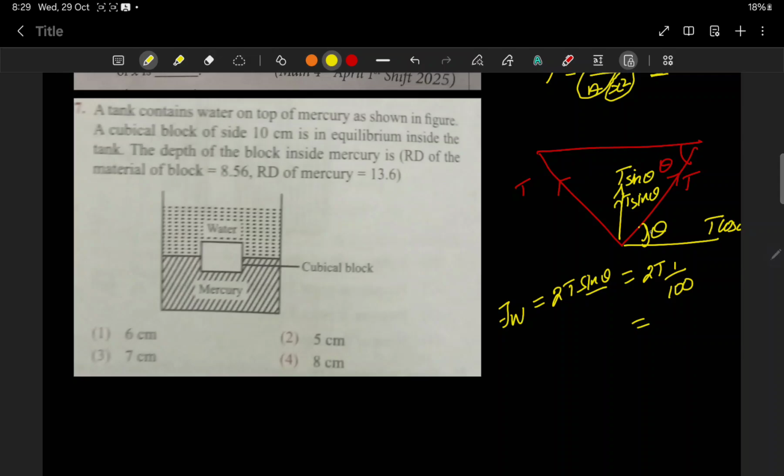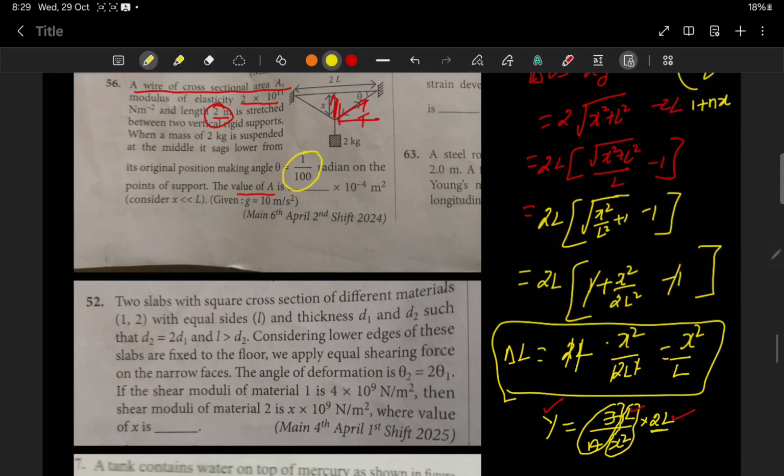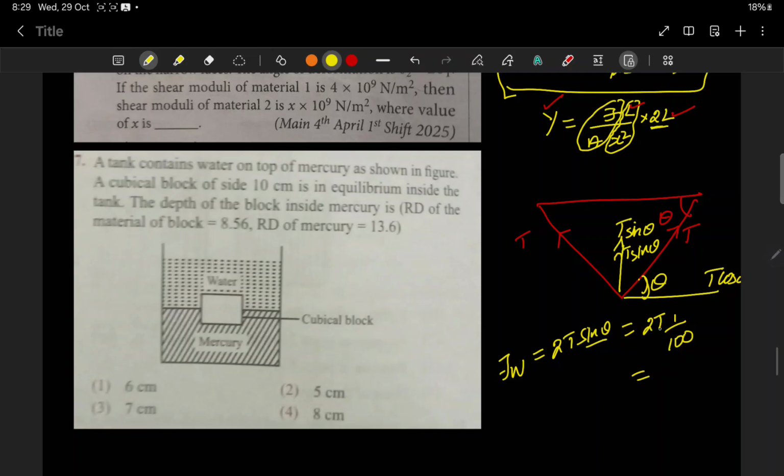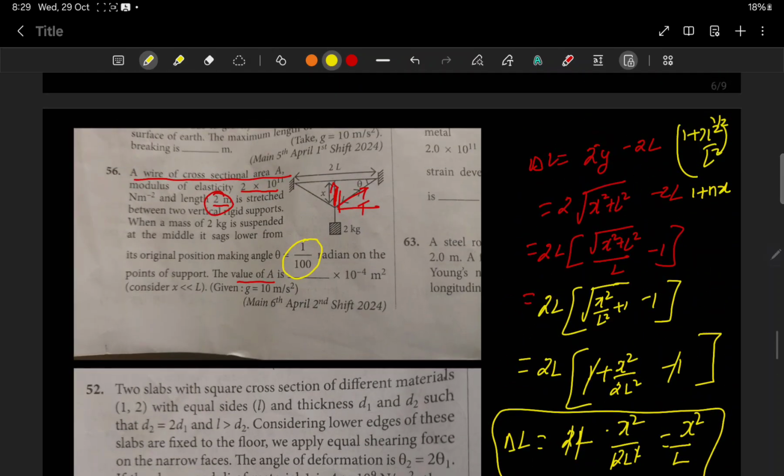Net force is what? 2 kilogram force, that is 20 Newton, so 2T into 1 by 100 equals 20. Cutting the 2, we get 10. Then your tension will be equal to 100 into 10, which is 1000 Newton. Here your elongation is happening in this direction, and in this direction the tension acting is 1000 Newton.